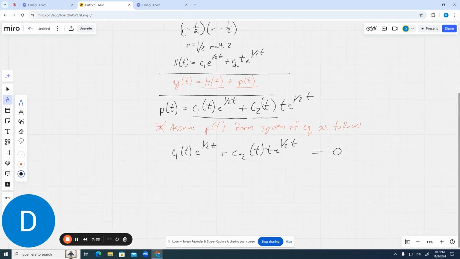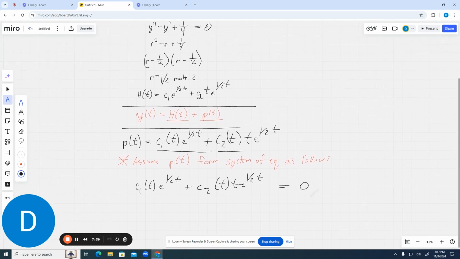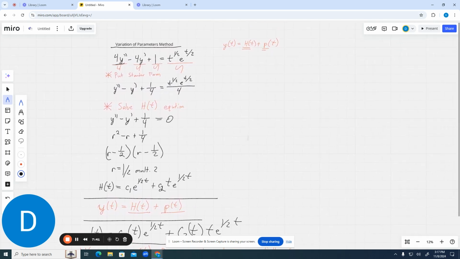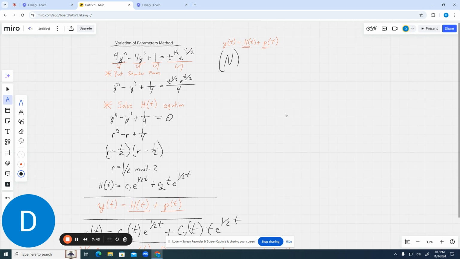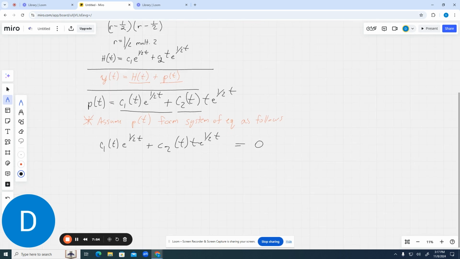And for our second equation, we're going to take the derivatives of this and then make that equal to our non-homogeneous equation up here. We'll call this n, right? This t to the 1/2 e to the t halves over 4. So that's what we're going to do, okay?